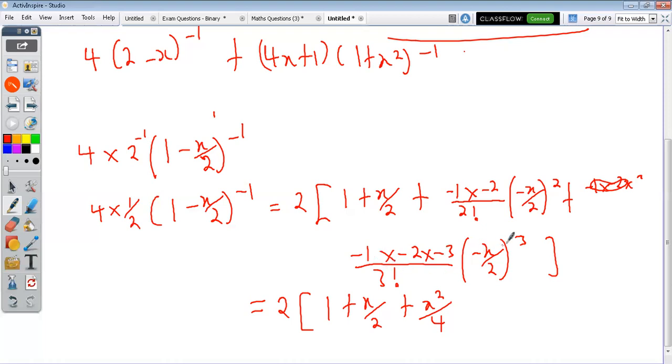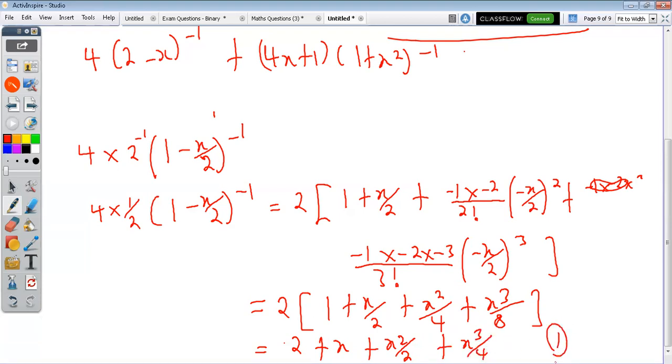Minus 1 times, here you get a negative, because it's the power of an odd number. Negative times negative gives you positive. Minus 1, so you get x cubed over 8. Then multiply by 2, so you eventually get 2 here. Multiply by that plus x. Multiply here plus x squared over 2 plus x to the power of 3 over 4. So that's our first part here. Clear? That we will add to this part here. Are we together? Yes, sir.